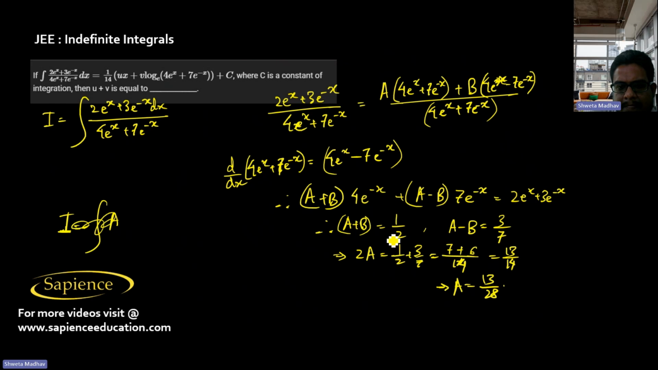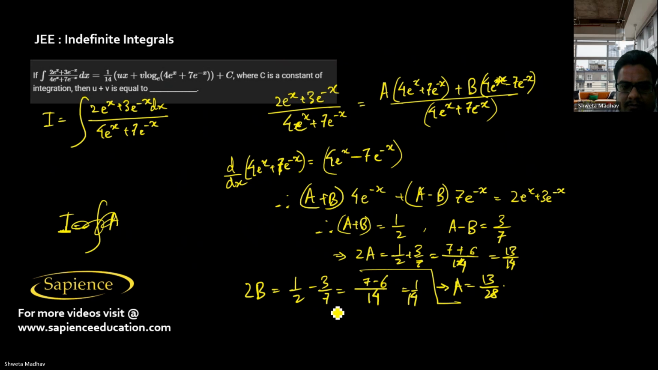Okay, so then if we subtract, then 2b will be equal to half minus 3 by 7. So then 2 7s are 14, 7 2s are 14, so this is 7 minus 6, equal to 1 by 14. So b will be equal to 1 by 28.